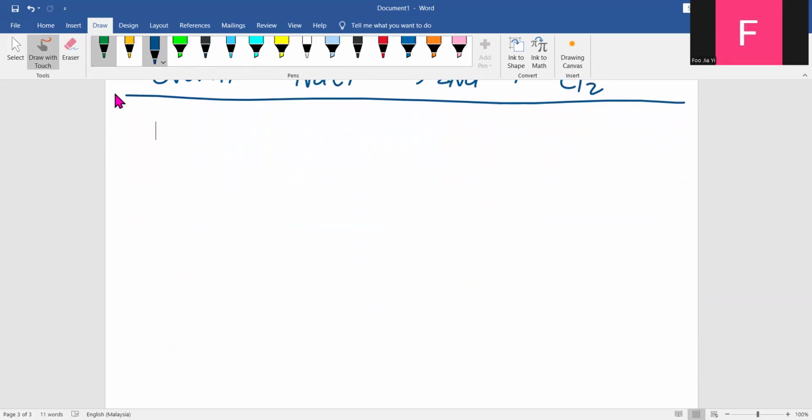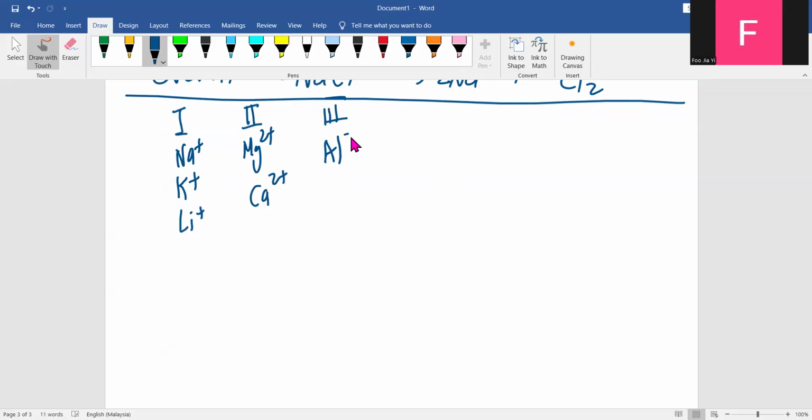Now, you need to memorize all the ions. Everybody in group 1 is positive 1. For example, sodium, potassium, lithium. Everybody in group 2 is positive 2. For example, magnesium, calcium. So you learned before already. Group 3 is positive 3. For example, aluminium.